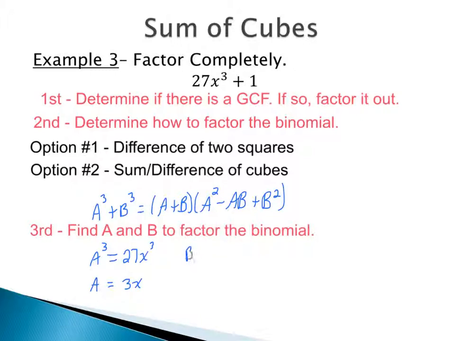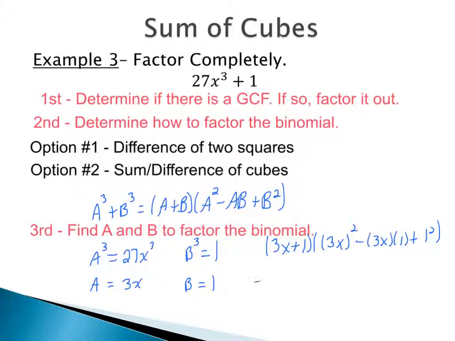Then our b cubed would be 1. Well, what to the third power gives you 1? That's just 1. So b cubed equals 1, and b also equals 1. So that means that we do have a sum of two cubes, and we have our a is equal to 3x, and our b is equal to 1. So we can plug into this formula, so that way we have that a plus b would be 3x plus 1. Then a squared means I'm squaring all of 3x. We have 3x quantity squared minus a times b would be 3x times 1 plus b squared would be 1 squared.